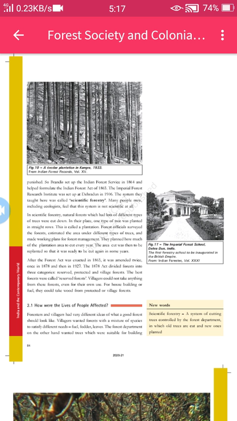Many people are included in this scientific forestry, with ecological things in the system they made, but it was not based on science. In this scientific forestry, natural forest having different types of trees was cut down without knowing the importance of those trees. That is scientific forestry.